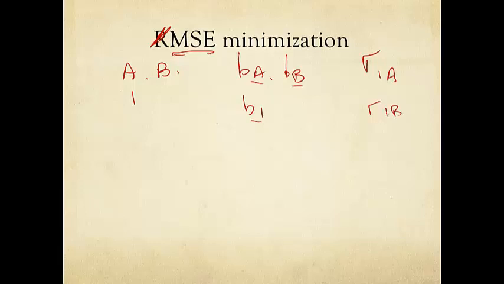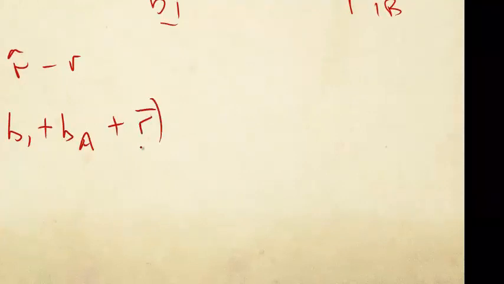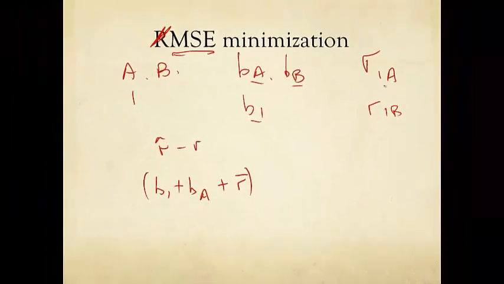And what is our minimization problem? It is looking at the square of the difference between the prediction and the ground truth. Since we're taking the square, it doesn't matter which way we write out the difference. Let's say we write out R hat minus R. That is B1 plus BA plus R bar. Okay, this is our prediction, R hat of 1A, minus the actual 1A.